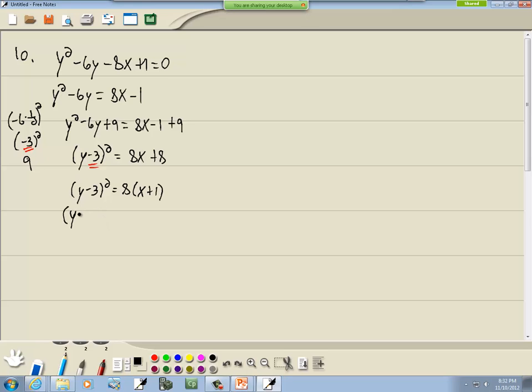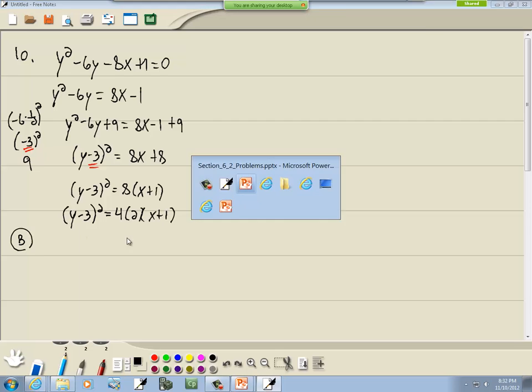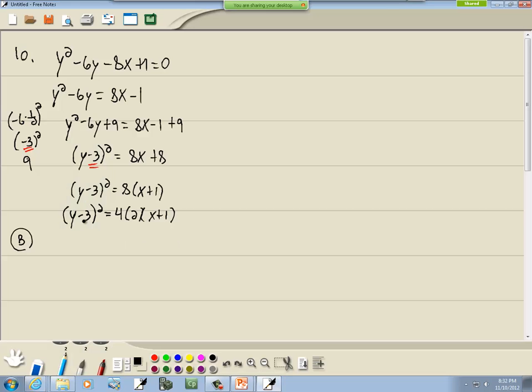I have to do a little bit of rewriting with it. 8 we rewrite as 4 times 2. Now this is the bottom formula. Squared is on the y. So this is going to be k, and it's going to be opposite sign, which will be 3. This will be h, and it'll be opposite sign, which is -1. And this will be p, and it'll be the same sign, which is 2.